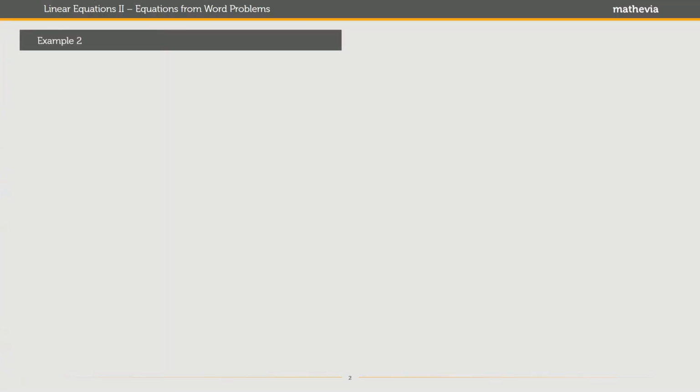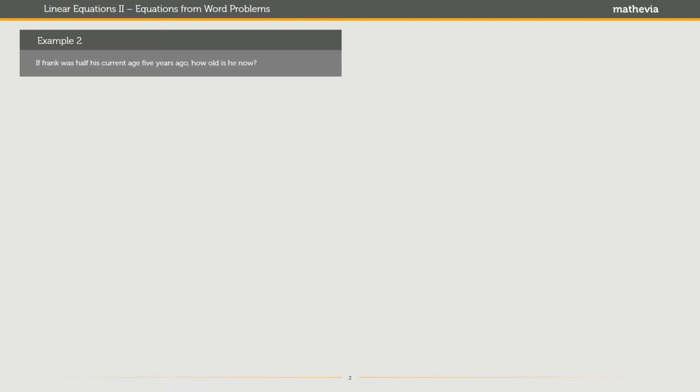Now example 2, and example 2 says, if Frank was half his current age 5 years ago, how old is he now? This is interesting. So we have this young guy Frank, and 5 years ago Frank was half his current age, and we've been asked to find his current age. So first thing we're going to do is label his current age X. So that's what we're looking for, his current age.